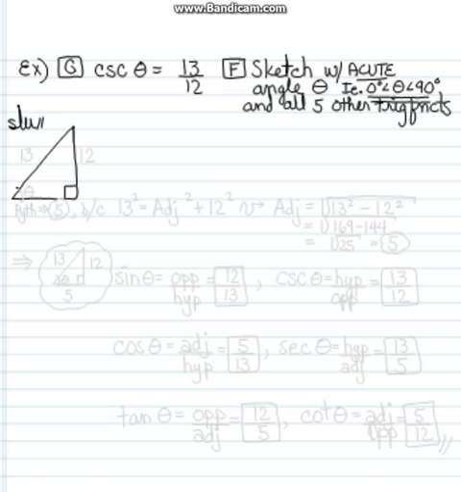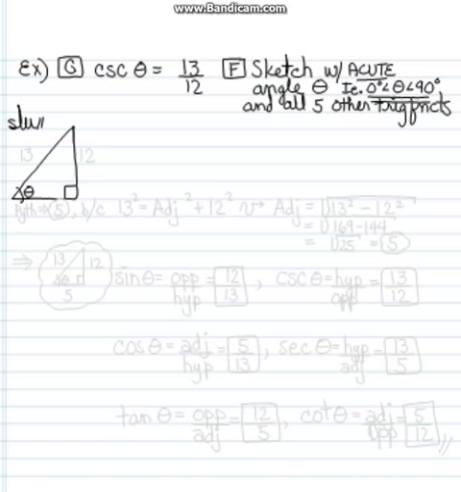Now, the 90-degree angle could not be theta, because remember, theta has to be between 0 and 90 degrees. It cannot be equal to 0. It cannot be equal to 90, and it can't be outside of that range. So we're going to choose one of the other angles to be our theta. So we'll choose this smaller angle here to be theta.